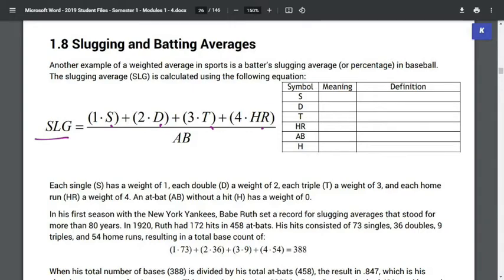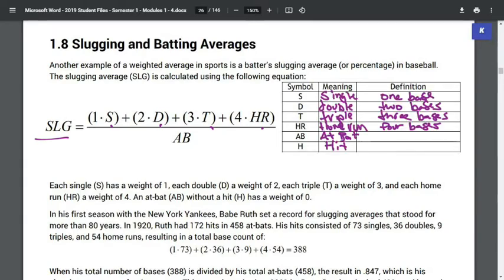So of course this is your slugging percentage itself. But what you see on the right side there, that's the weighted average for their slugging percentage. So it's important, like I said, to know what these symbols mean. So I'm going to go ahead and pause, write all of it down, and then explain what all of those mean. Okay, so the S stands for a single.